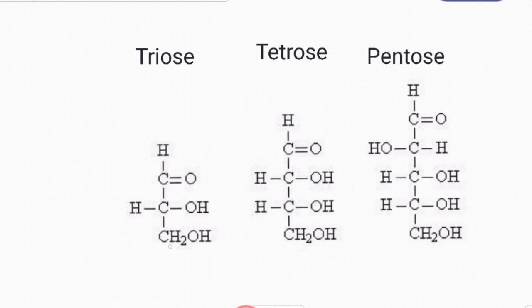The first group is called triose. They have 3 carbon atoms in the molecule. So that is the simplest form of monosaccharides. For example, glyceraldehyde. The second group, tetrose, they have 4 carbon atoms in the molecule. The example, erythrose. And then the next one, pentose.